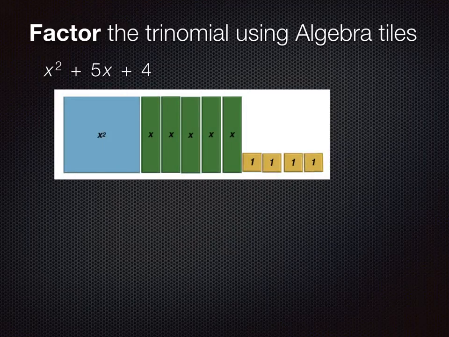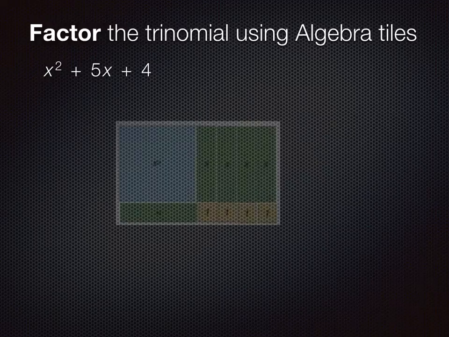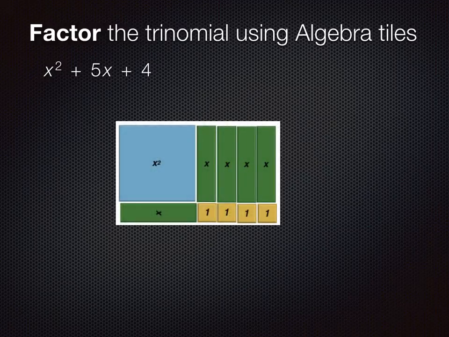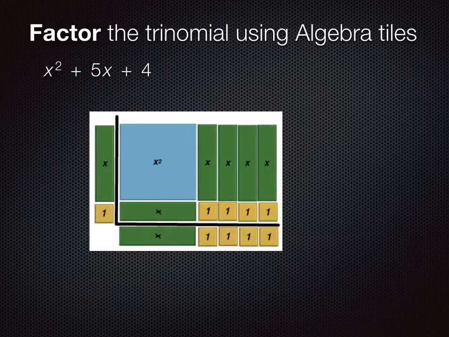We can put these together so that it's a rectangle. And we can look for our dimensions, our base and our height. So the height is x plus 1 and the base is x plus 4. So we have factored the trinomial with algebra tiles. And so algebra tiles are great. They give us an understanding of how things work with the polynomials.